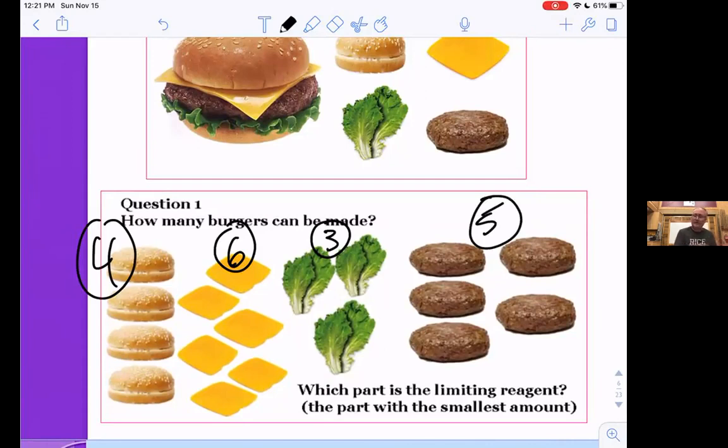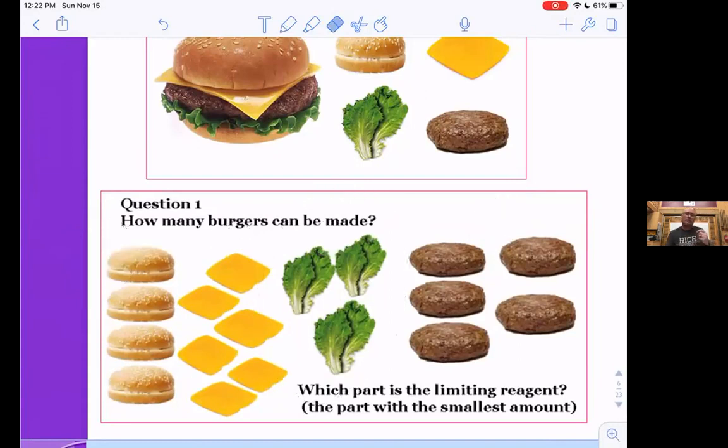The thing that's going to limit how many perfect burgers I could make, granted, I could make them without lettuce, but the lettuce is going to dictate making the burgers the right way, right? That is the one that's limiting how much I can make. Now, I could have compared each to each and figured that out, but it's a whole lot easier to find out how much you would make at the end to determine which one is your limiting reagent and how much of what you're trying to produce you actually produce.